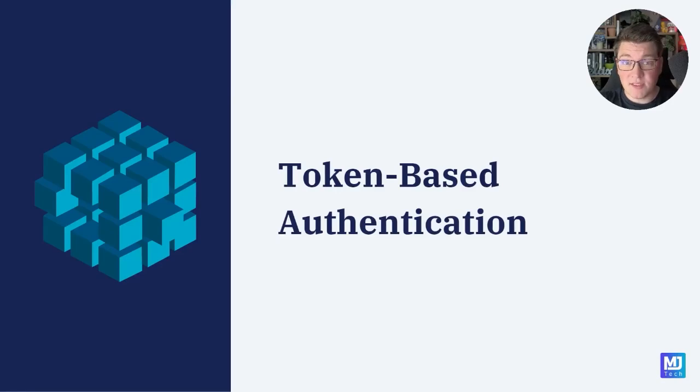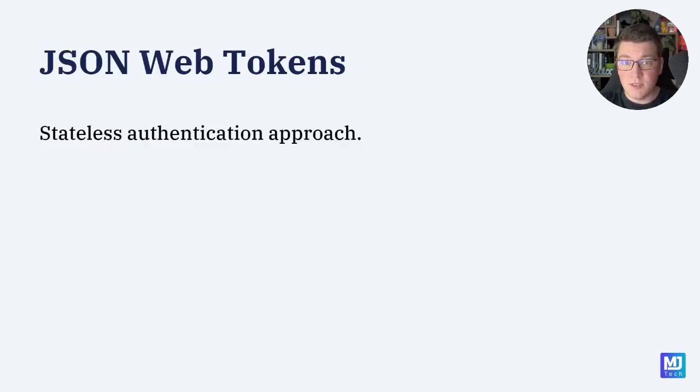Welcome to the next lesson in this chapter, where I'm going to show you how to implement token-based authentication in ASP.NET Core. Probably the most popular type of token used for authentication purposes is a so-called JSON Web Token. I like to pronounce it as JWT, but you will also hear this weird name out there called JWT for JSON Web Token. Now, what are JSON Web Tokens?